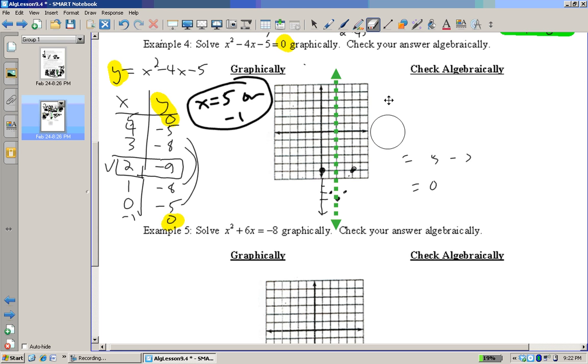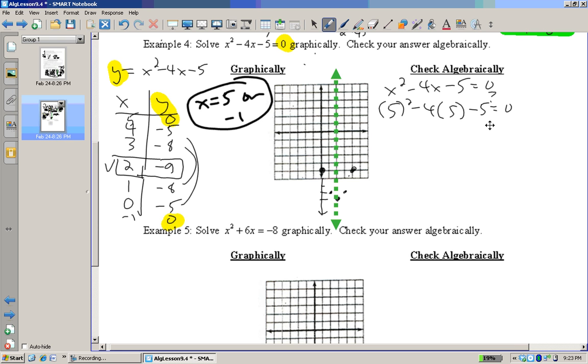Now, it says to check algebraically. How can we do that? Well, we're just going to take the 5 and plug it into this. X squared minus 4x minus 5 equals 0. Take the 5, and we're just going to stick it in. Replace the value of the variable. And we're going to see, does this work?